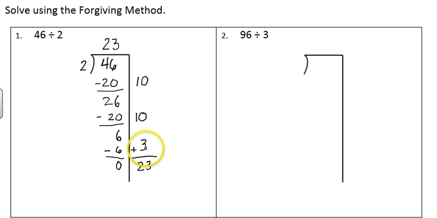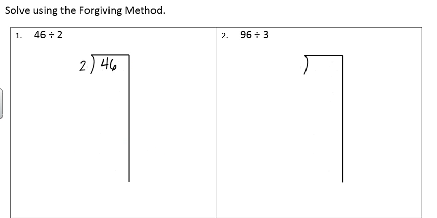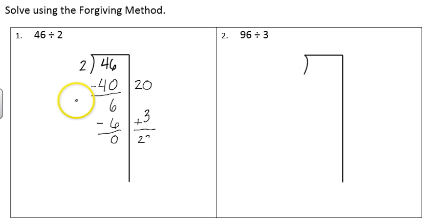I'll show you another way that other students might handle this same problem. Instead of thinking of 10 groups of 2, some students might see right away that they can take 20 groups of 2 out of 46, since 20 times 2 is 40. So they might start right there and take 40 out, which leaves 6. And again, they would take 3 groups of 2 out of 6 for no remainder, and the total number of groups is still 23.